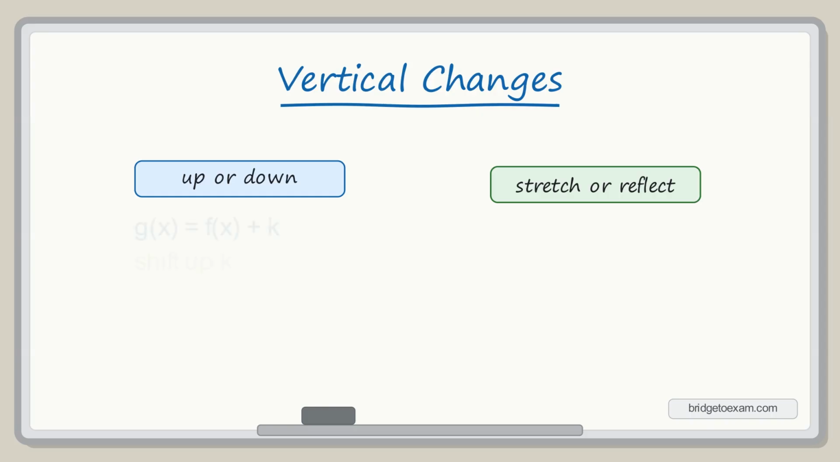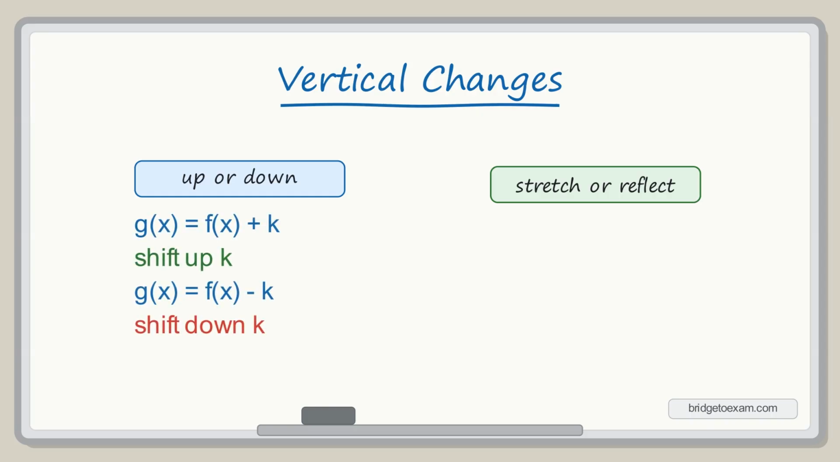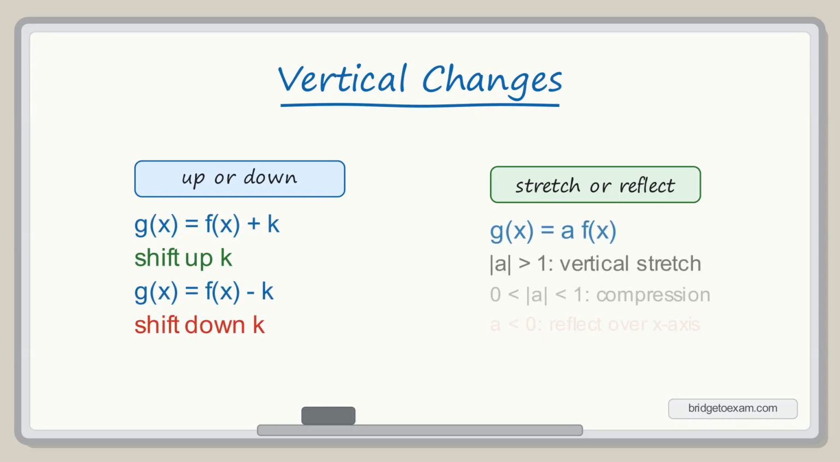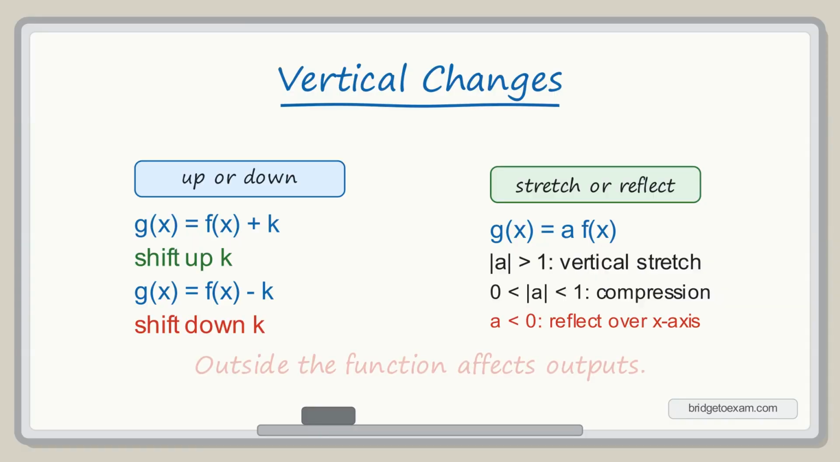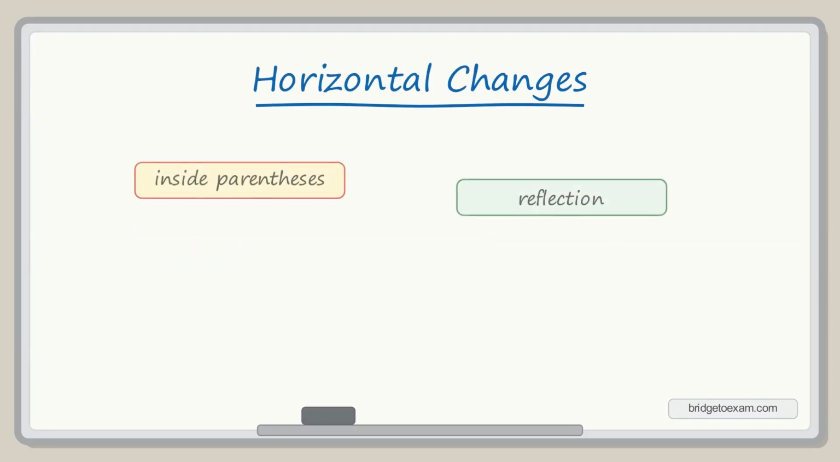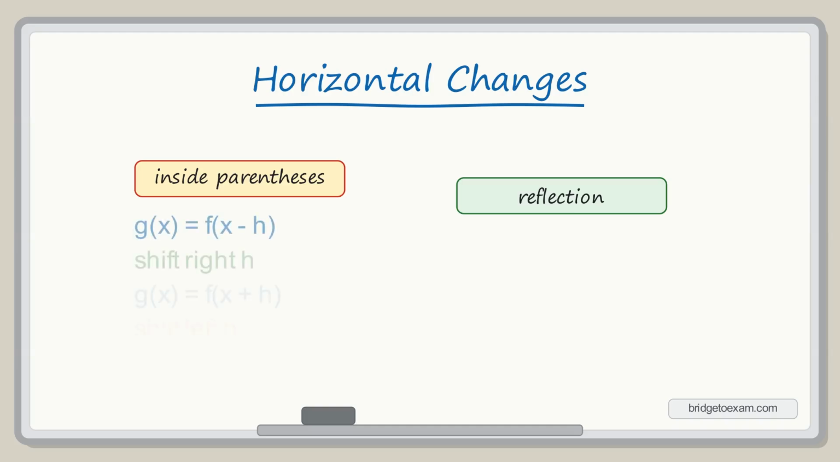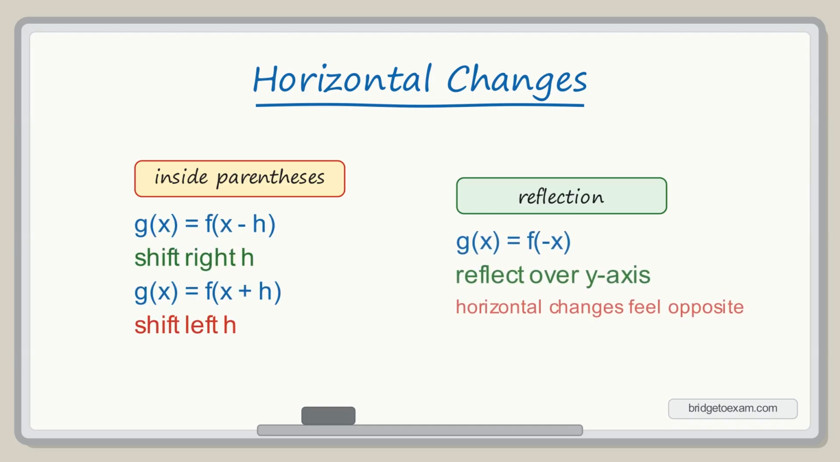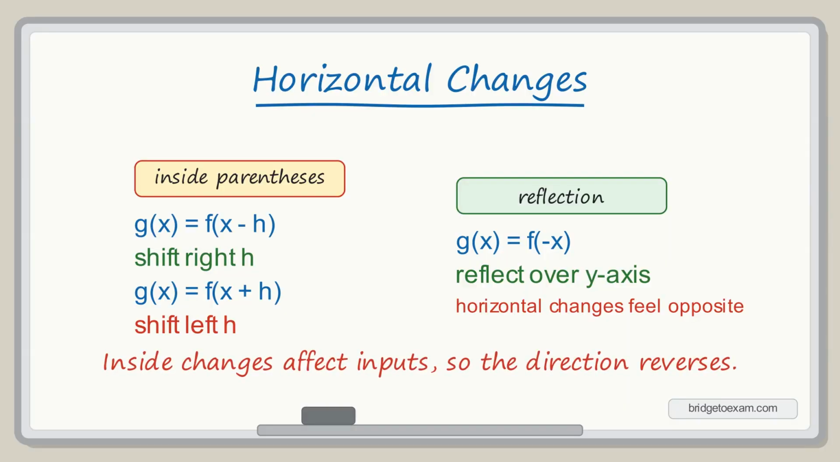Adding k shifts the graph up, multiplying by a stretches or compresses vertically, and a negative multiplier reflects across the x-axis. Horizontal transformations happen inside the input. That is why x minus h shifts right h, and x plus h shifts left h. This inside-out direction is a common SAT trap.